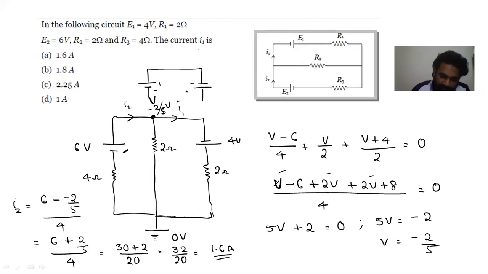They are asking I1. The options are there, and option B is the correct answer. Please go through this solution. Did you understand? Any doubt anywhere? Please go through all the steps. If you have any doubt, you can point it out and ask.